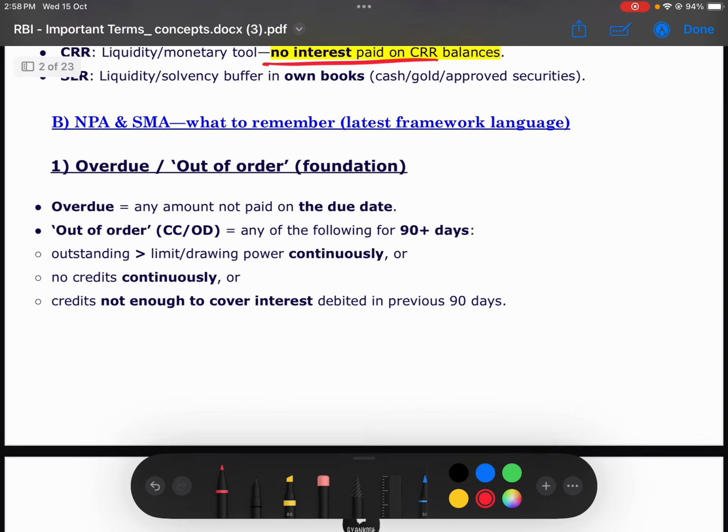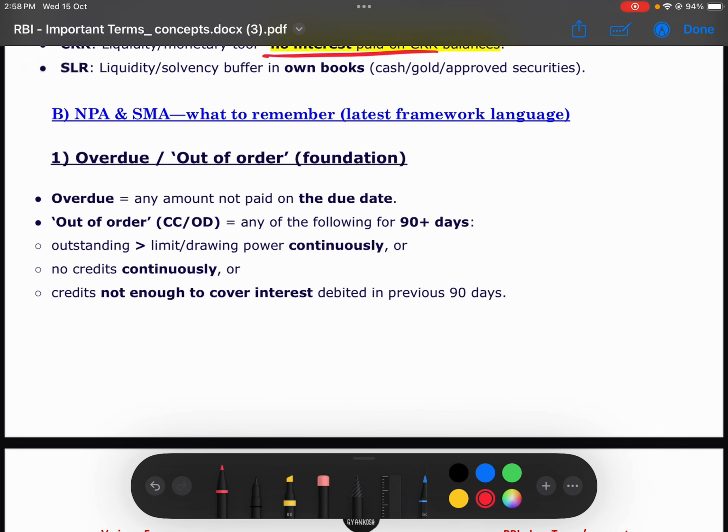So now the next important thing is NPA and SMA. First of all, what is overdue? Overdue is any amount not paid on the due date. Suppose the due date is 30th April. If it is not paid on 30th April, then it will become overdue from 1st of May.